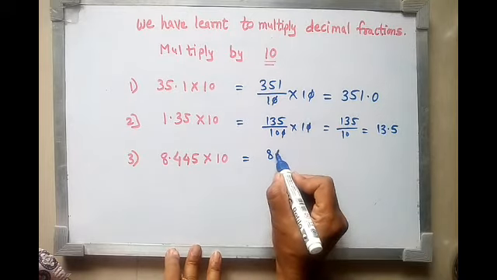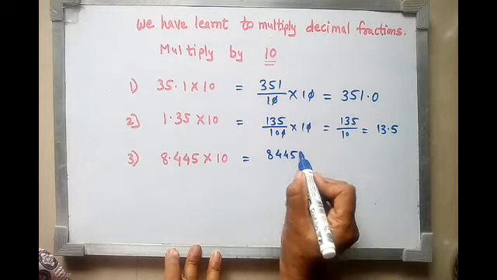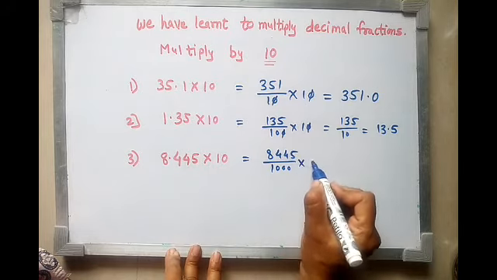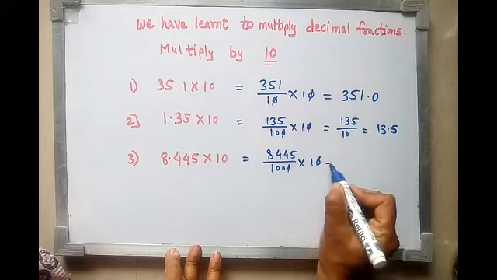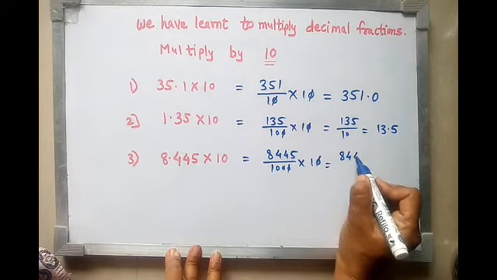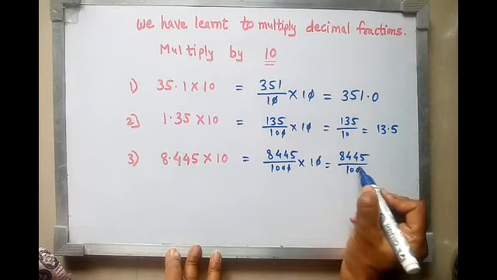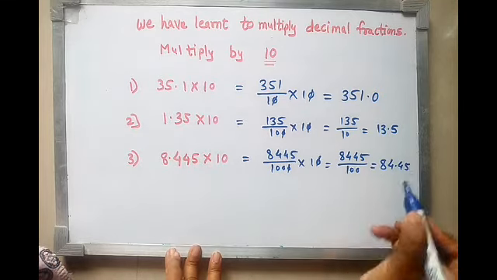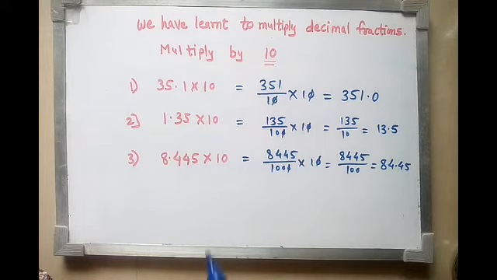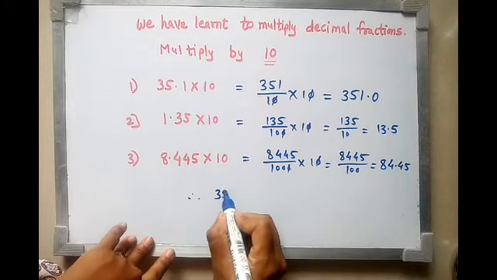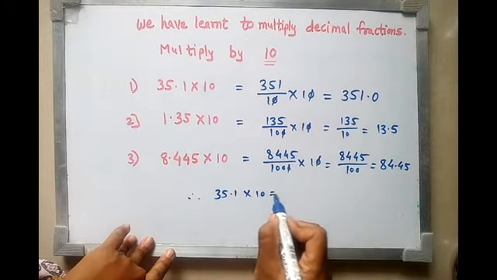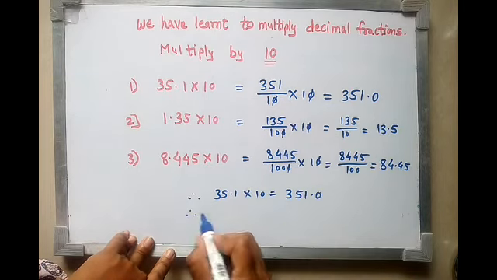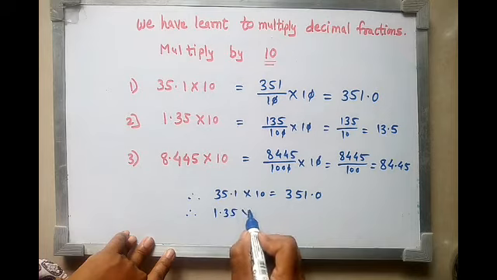8.445 into 10: 8445 upon 1000 into 10, that is 8445 upon 100, 84.45. Thus, we see that we can multiply a decimal fraction by 10 by moving the decimal point one place to the right side.